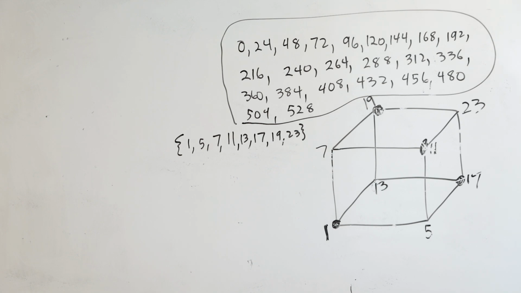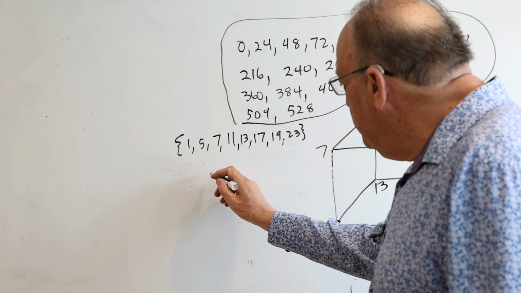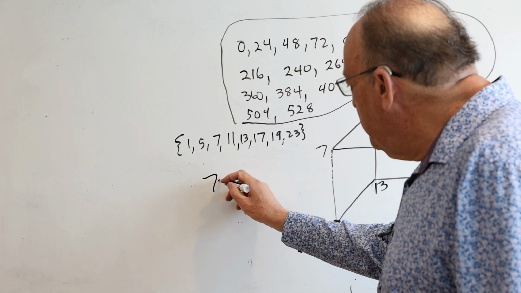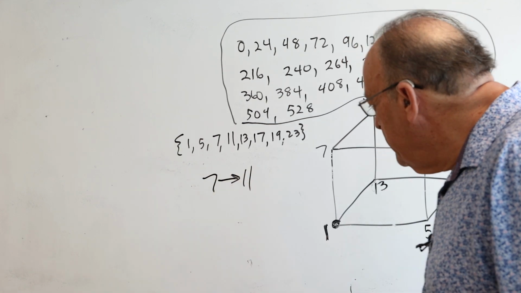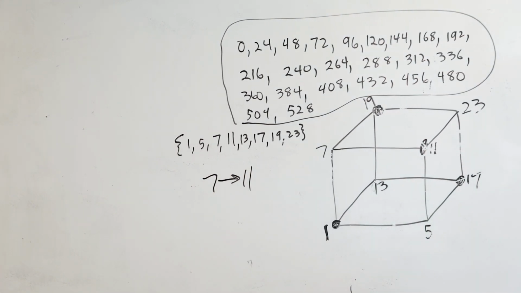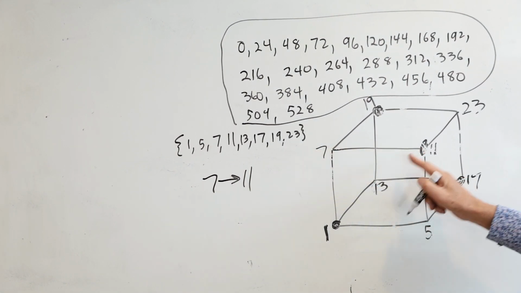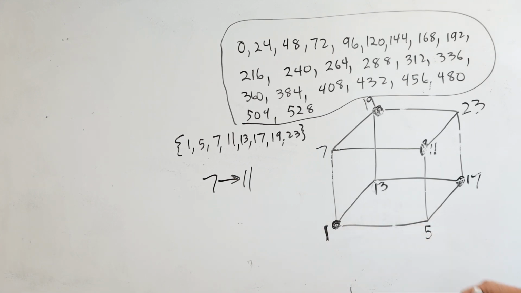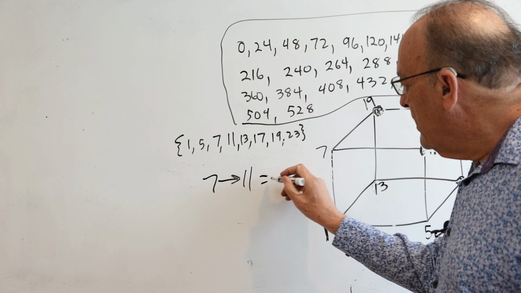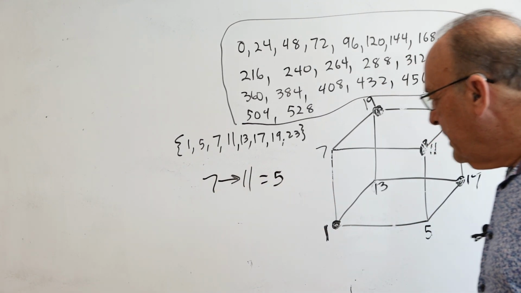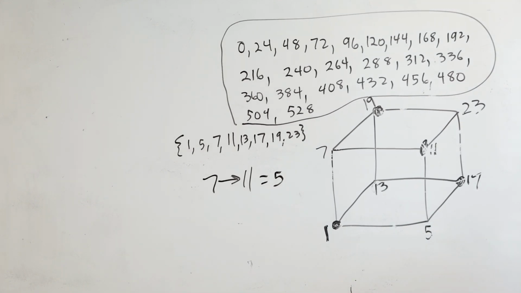So let's do a couple of examples. Suppose I'm at 7, and you tell me to go to 11. Okay? Now, I don't have to do the calculation. All I'm saying is 7, 11, and 1 will take me to 5. Okay? Suppose I'm at 19 and you tell me to go to 17.